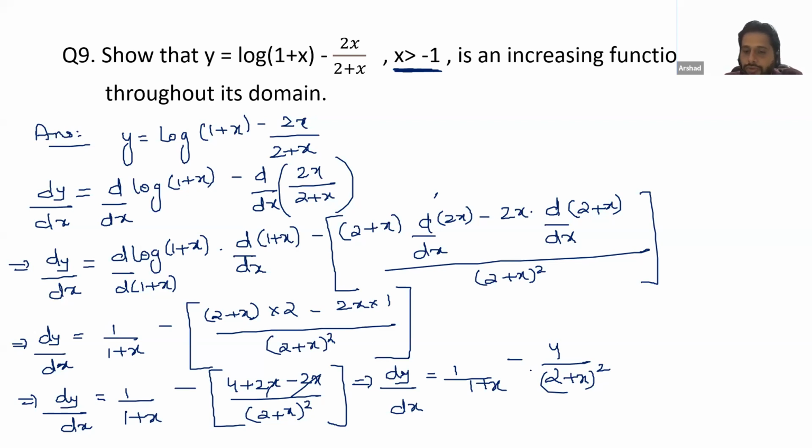But from this value, we can't decide that for x greater than minus 1, this dy by dx is positive or negative. At this stage, we can't decide. For example, for x greater than minus 1, it is not possible for us to decide. So we will factorize and solve this further.